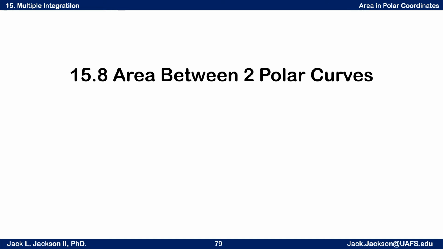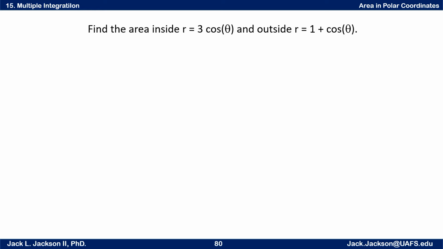Hello, in this video we're going to be looking at finding the area between two curves that are given in polar coordinates. So let's look at this example here. Find the area inside the curve r equals 3 cosine theta and outside the curve r equals 1 plus cosine of theta.